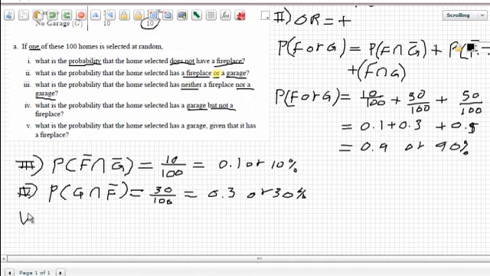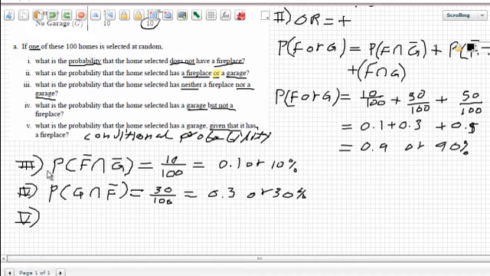Very good. And now for the final part of the question, which is a little bit different than all the 4 parts that came beforehand. It says, what is the probability that the home selected has a garage given that, and here's a very important bit of the question, given that it has a fireplace. Now this question asks for something called conditional probability. So what is the probability that the home will have a garage given that it has a fireplace?